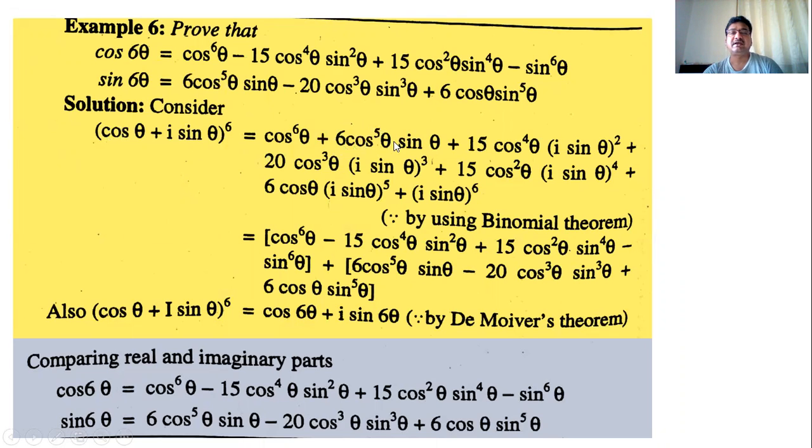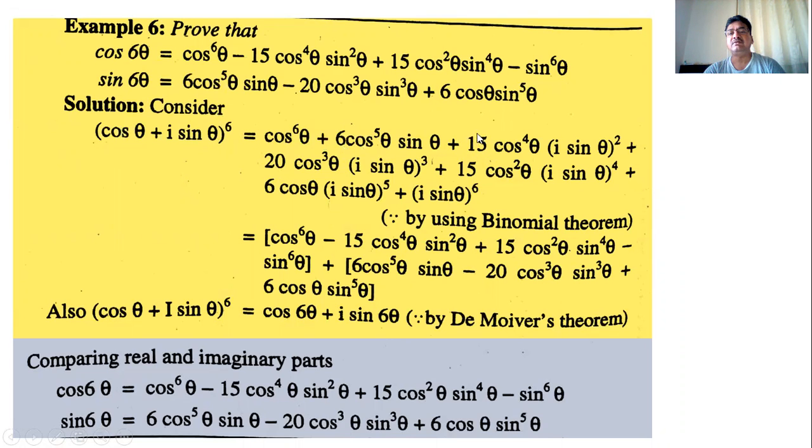So the next term is what? We have a total of 6 terms in this expansion. So what is the first term? x raised to 6, that is cos raised to 6 theta. Then the next term is 6C1, which is 6, and then its 5th power, cos raised to 5 theta, and its first power, I sin theta. So right here, I.